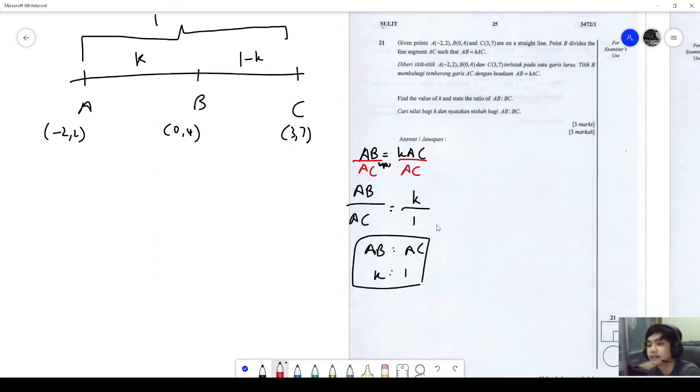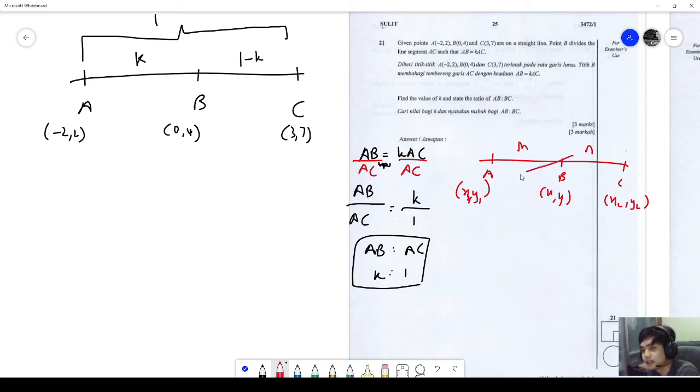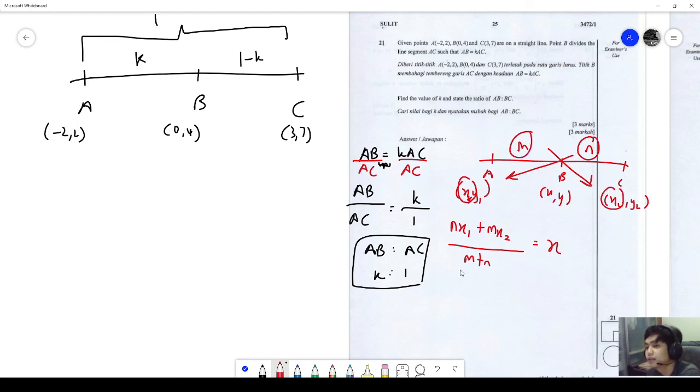So the coordinates are -2, 2, 0, 4, 3, 7. So from here we can apply the segment formula. So the segment formula is very simply just given 3 points. This is x1, y1, x, y, x2, y2. This is m and n. So the cross is basically you cross the segments here, multiplying them. So it's nx1 plus mx2 over m plus n equals to x. And you do the same for y as well. Means you take this value, multiply by the x value, take this value, multiply by x value, divided by the sum of the segments. So it's equals to the coordinate in the middle here. And we do the same for y as well.